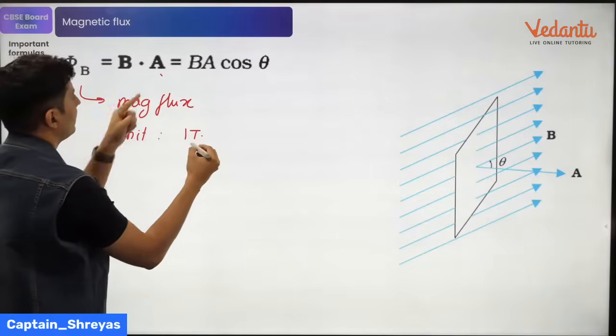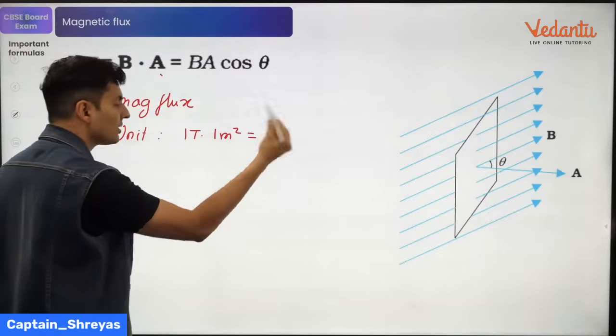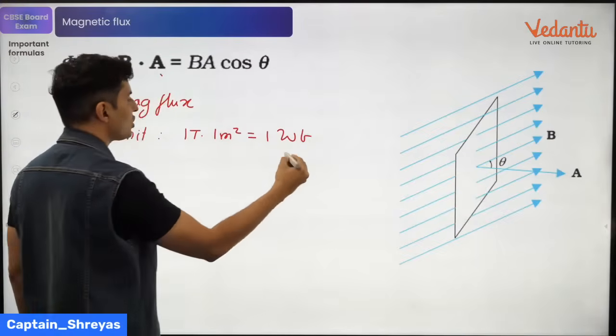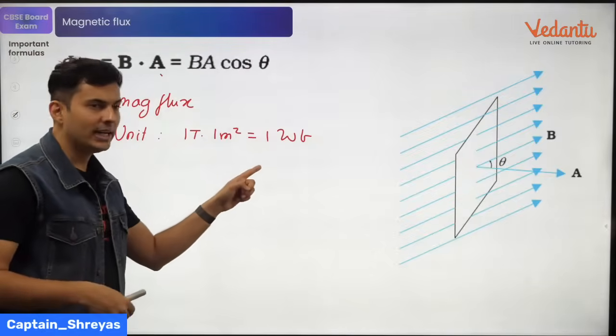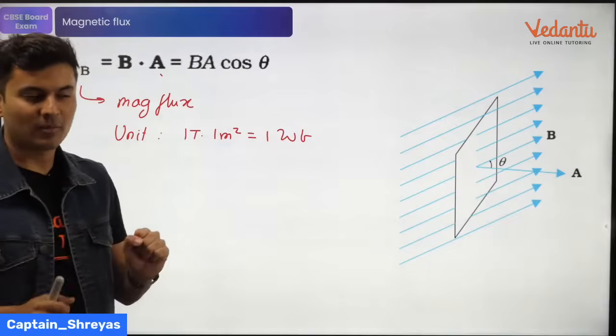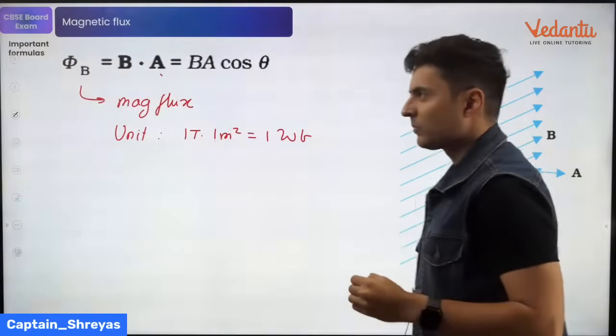So 1 Tesla, into area, so meter square. That has a new symbol called Weber. So 1 Weber is the unit of flux. It is 1 Tesla of field passing through a meter square. That is 1 Weber of flux.